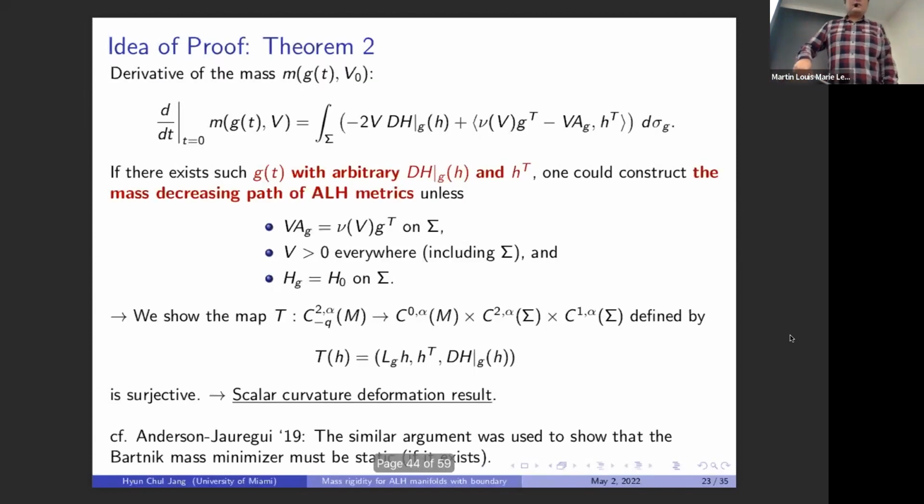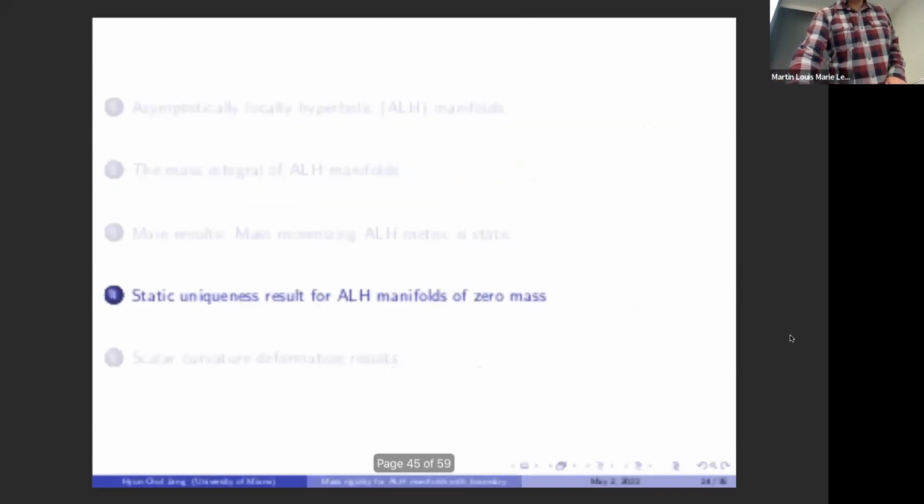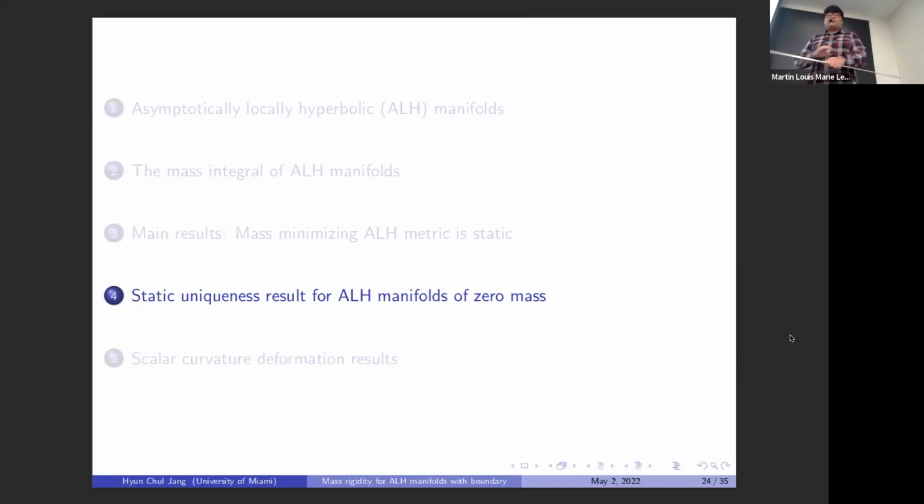Right. So this idea actually has been used in Anderson and Jauregui's work. A similar argument was used to show that the Bartnik mass minimizer must be static. So they also construct some mass decreasing path of asymptotically flat metric so that if the Bartnik mass minimizer is not static, then they can construct the negative derivative of mass, okay? All right, so those were the main results.